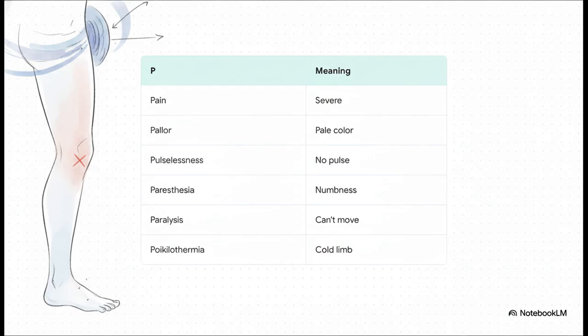All right, everyone, listen up. This slide right here is absolute exam gold. The 6 Ps. This signals an acute arterial occlusion, which is a limb-threatening emergency. This is not the same as that chronic claudication we just talked about. This is a sudden, catastrophic blockage. We're talking severe pain, a ghostly white pallor, no detectable pulse, that pins and needles feeling of paresthesia, an inability to move the limb or paralysis, and a limb that's cold as ice, that's Poikilothermia. If you see this constellation of symptoms, you need to think acute limb ischemia, and you need to act fast.